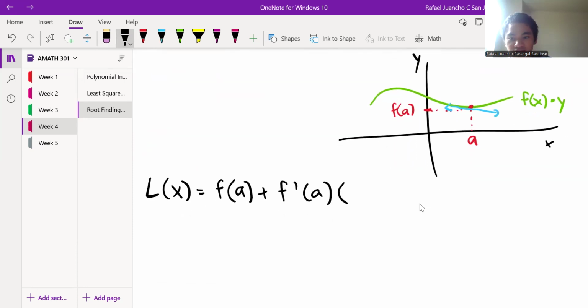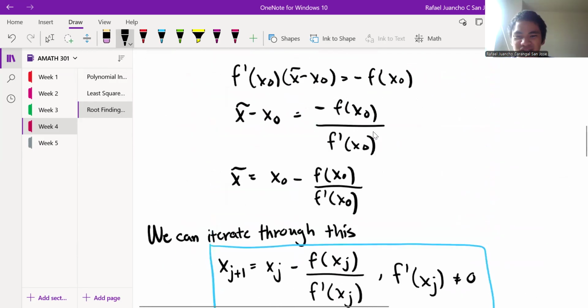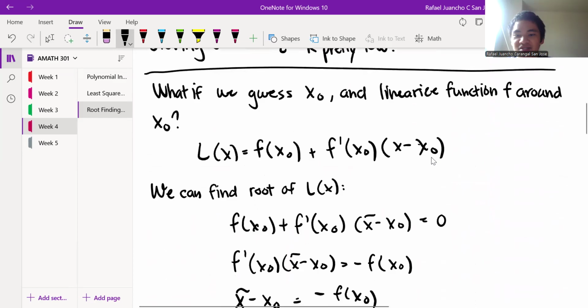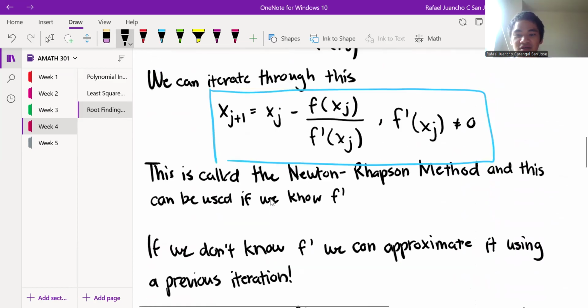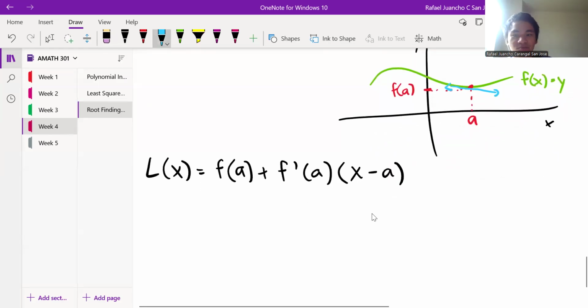And then we get the slope of that tangent line, and then we do x minus a. Instead of x minus x naught, I do a. And this blue line here, the equation of that line is just L of x. And then we keep going.